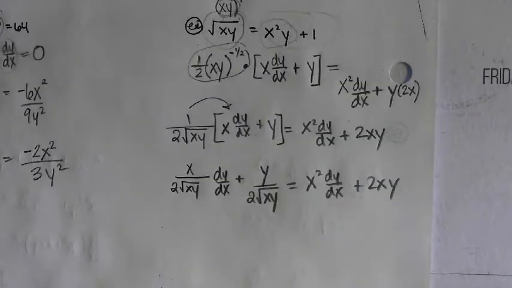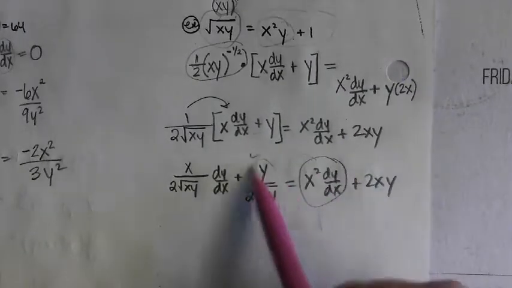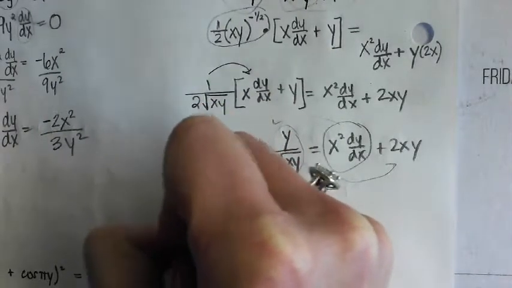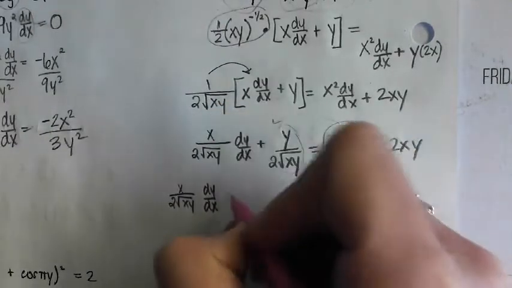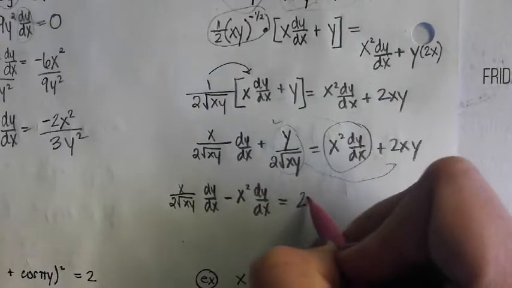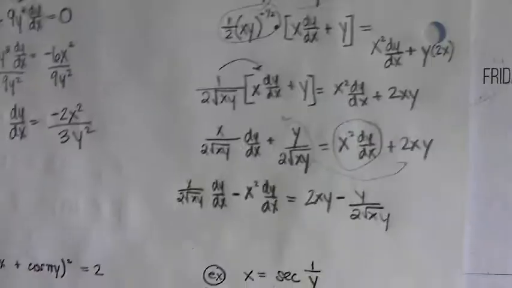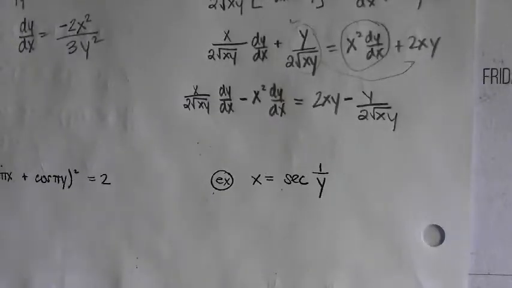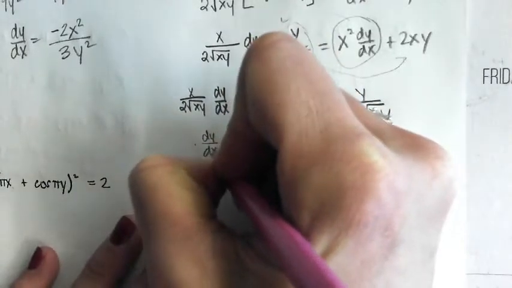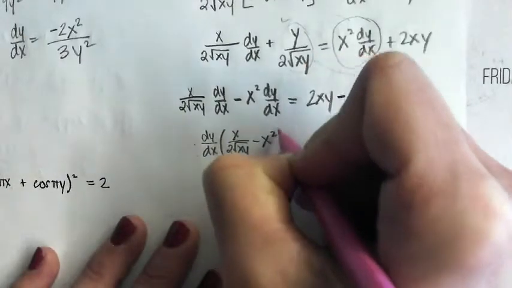Again, I got to get my dy/dx's on the same side, so I'll subtract this one over to the left, and I'll get rid of this one over to the right. So x over 2 root xy dy/dx minus x squared dy/dx equals 2xy minus this guy over. Factor out your dy/dx: x over 2 root xy minus x squared.